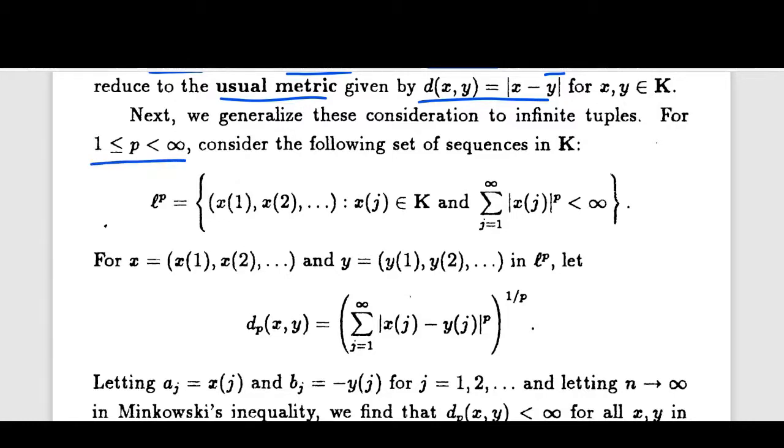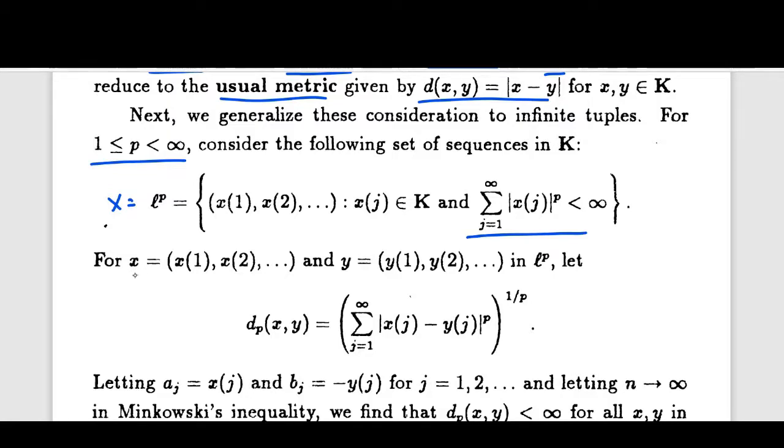For 1 ≤ p < ∞, consider the set of sequences in K, which is denoted as l^p. So here our X is equal to l^p. l^p is defined as the set of all (x_1, x_2, ...) such that x_j belongs to K and the summation over j of |x_j|^p is finite, less than infinity. So the elements in this l^p look like this: x = (x_1, x_2, ...).